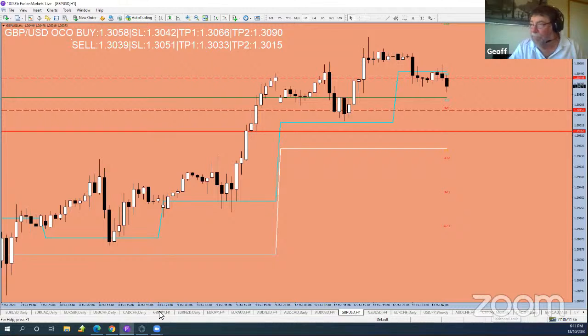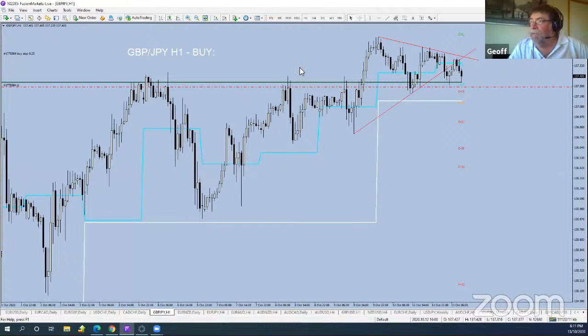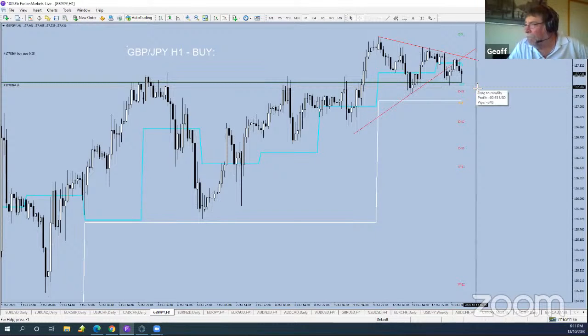Pound yen I was on, wasn't I? Okay, so we've got a buy order at 136.93, I think I put it. Why doesn't it tell me? 136.93. Stop loss is 137.29.